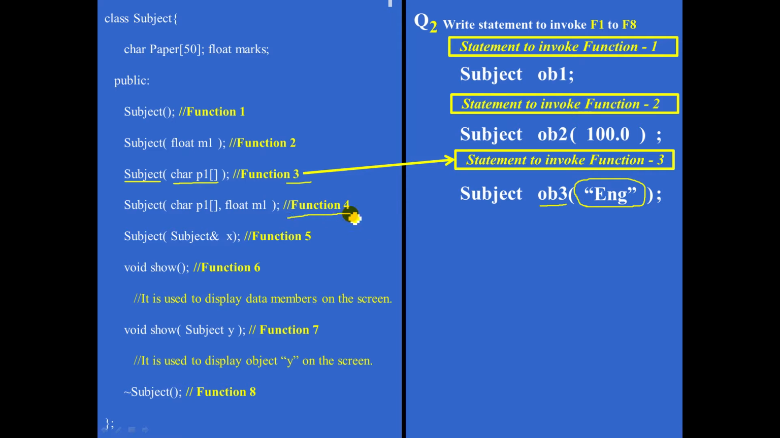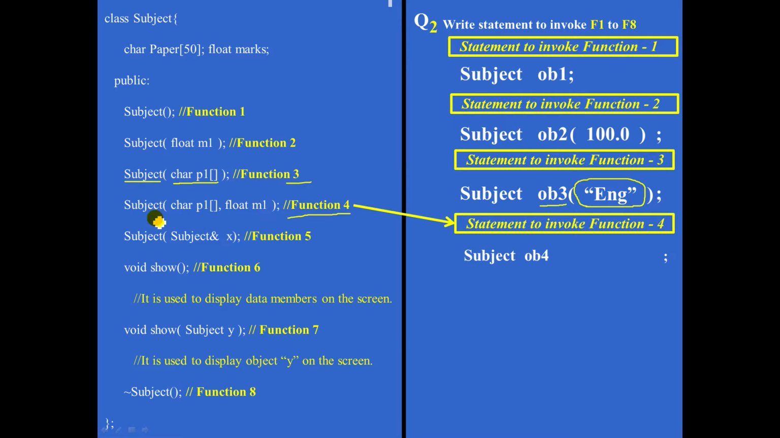Now how do you invoke function 4? That is also a constructor. So declare an object of a class. Now two parameters are there, hence two arguments will be there. The first one is an array of characters, so the first argument should be a string. The second parameter is float M1, so the second argument should be a decimal number.